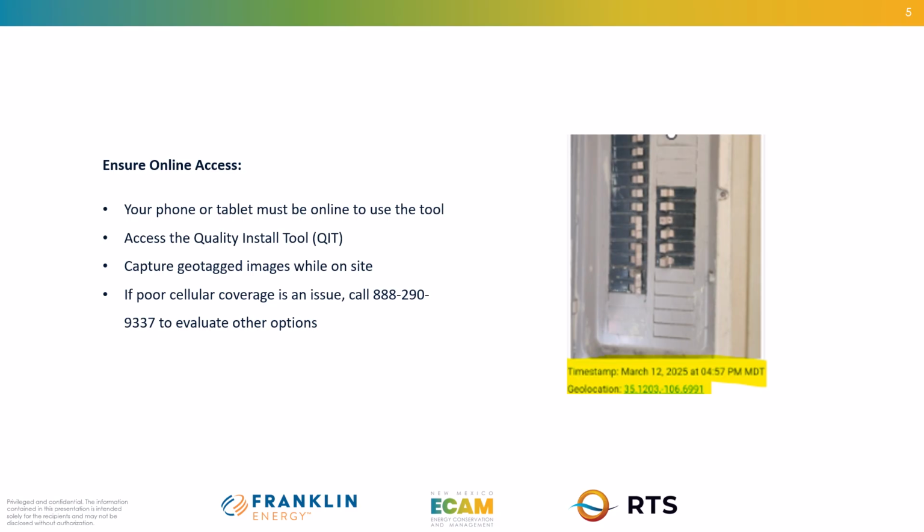Your phone or tablet must be online to use the Quality Install tool. Access the saved Quality Install tool from your device to test online connection. As you use the tool, you will capture geotagged images while on site. As you can see beneath the picture, a timestamp and geolocation is indicated. If poor cellular coverage is an issue, call the ECAM call center at 888-290-9337 to evaluate other options.